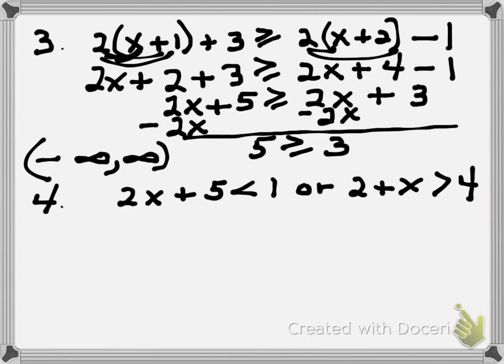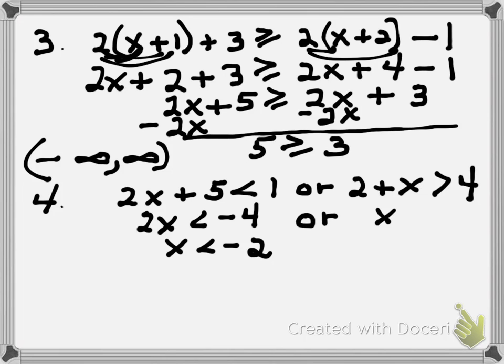Now I have two inequalities with an or between them. An or is union. It's a U for union. So I'm going to solve each one independently. So I'm going to subtract 5 from each side and divide by 2. So I have x is less than negative 2. Or, subtracting 2 from each side, x is greater than 2.